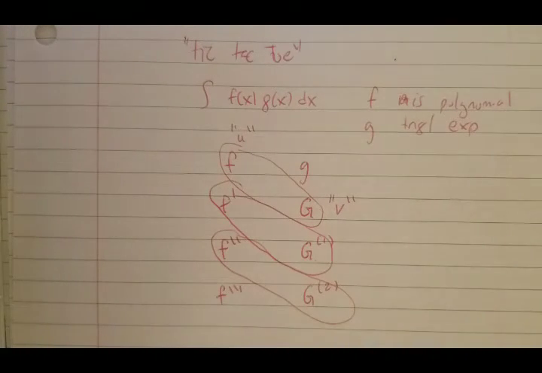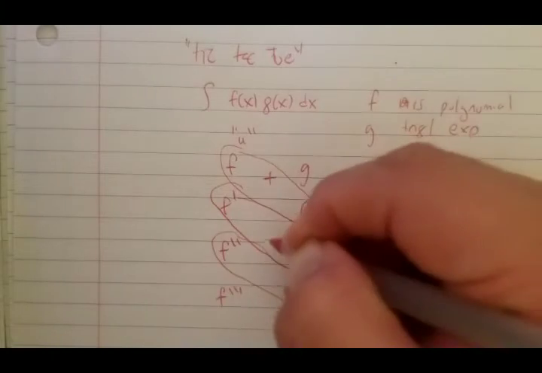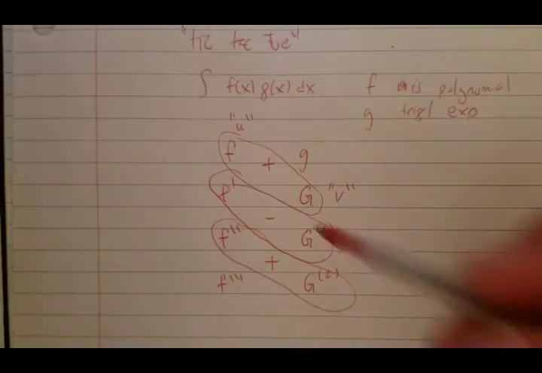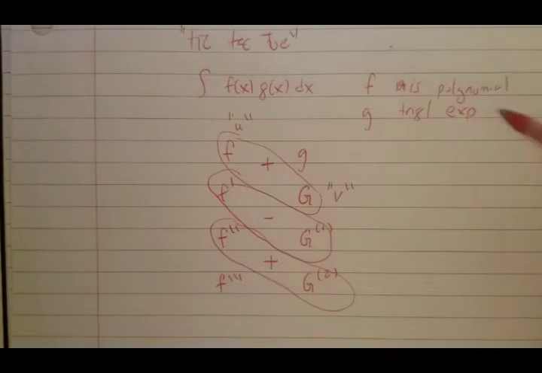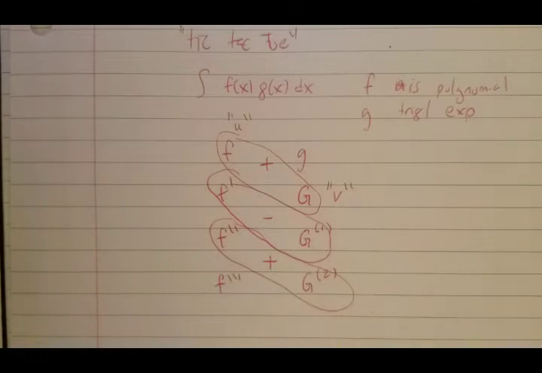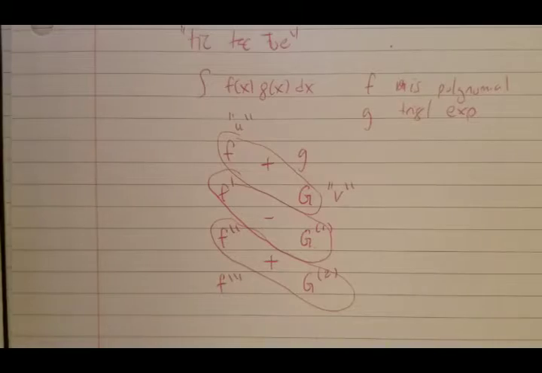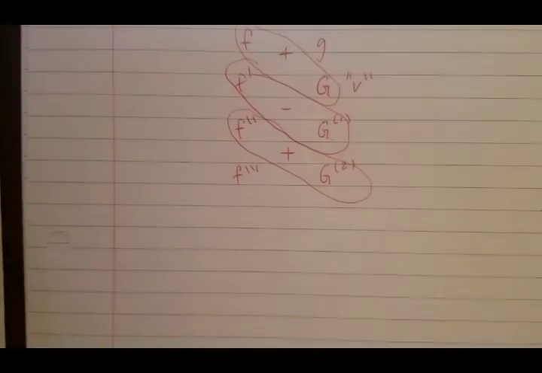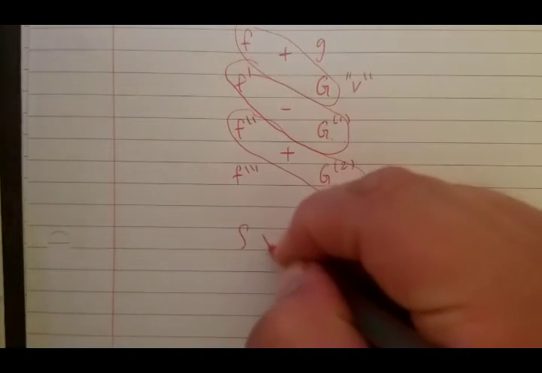I'm going to multiply those bits together, but then I want to add and subtract them, accounting for the plus or minus signs. It turns out it alternates in order: plus, minus, plus. I would keep running through this pattern. Eventually, if my function f is a nice polynomial, its derivative will go down to 0 and this process will stop. So let's look at an example of what that would look like.